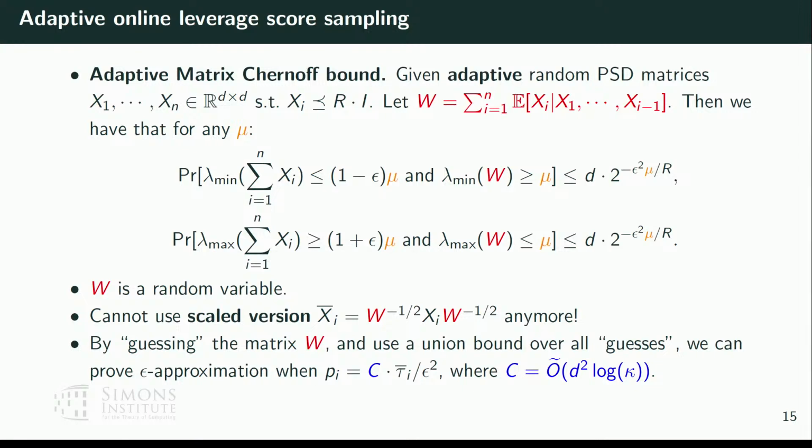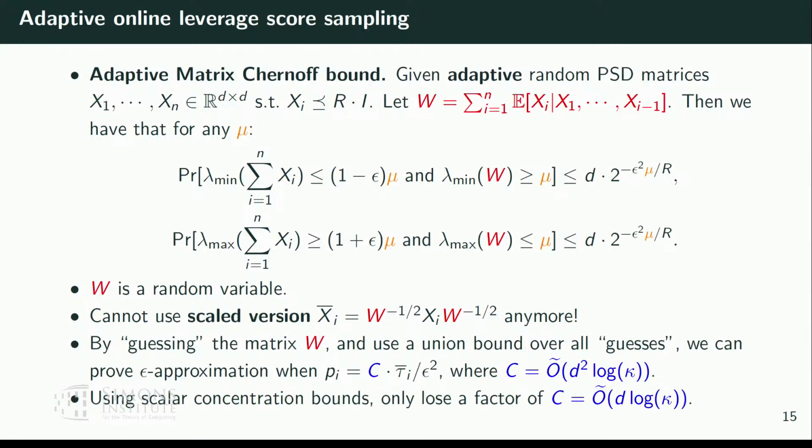This is one way that we can prove it, but that's not what we showed in the paper, because we have a way better approach that only loses d times log kappa compared to d squared. Okay. Are there any questions for these two slides?